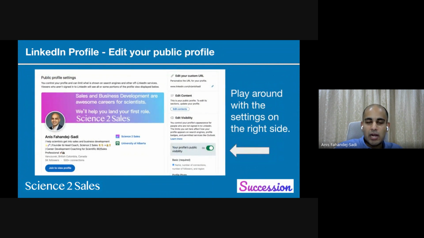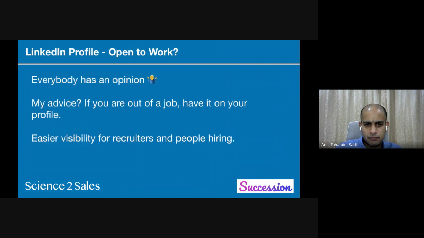And the last one is what happens if someone comes across your profile and they're not connected with you, right? There's a whole bar on the right side that has a bunch of settings. Go through, and again, I would suggest being as visible as possible. It'll make it much easier for people to find you.